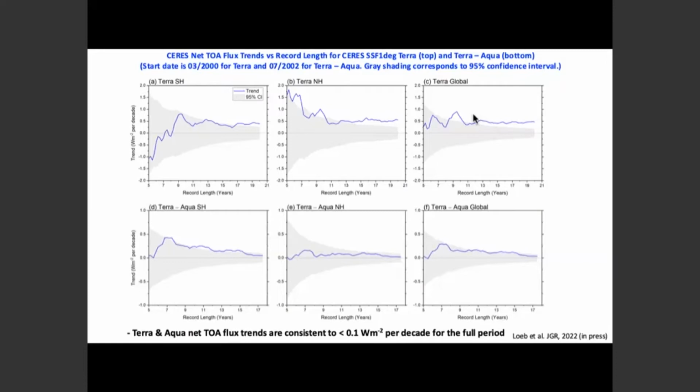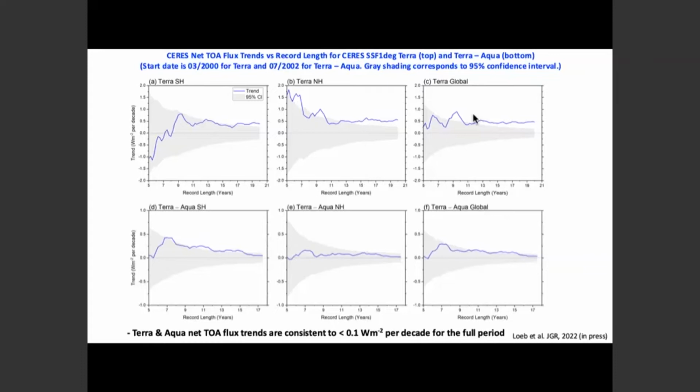So you could see when you have a short record length, the trends bounce around, depending on the region you're looking at, but once you get about a dozen or so years, it stabilizes and it eventually exceeds the 95% confidence in the Southern Hemisphere, Northern Hemisphere, and global. And what's remarkable is the trend in the Southern Hemisphere and Northern Hemisphere are almost identical, which is kind of a curiosity. So then you could say, well, how do the two longest records from Terra and Aqua compare?